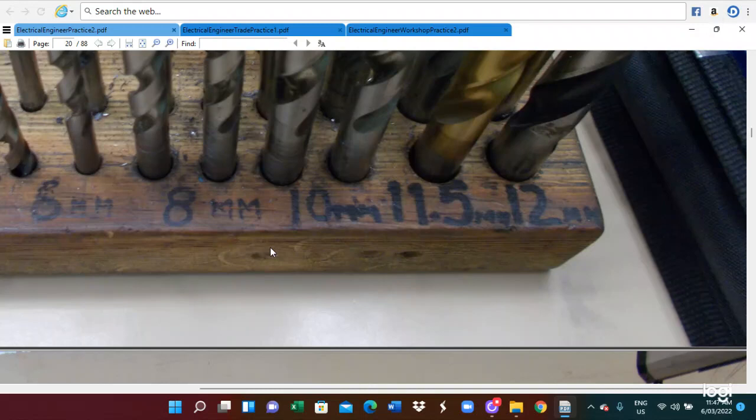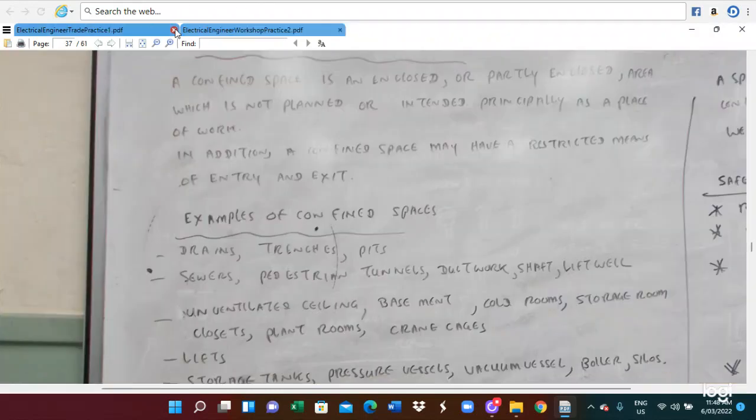So up to this stage, I have already explained to you about the electrical engineer practice. So in today's lesson, I included how to fix the electrical wiring diagram, how to use your hand tools, and how to cut the sheet metal. Those things are aspects of the electrical engineer practice. Then we finished talking about the electrical engineer practice, and then we also talk about the electrical engineer trade practice.